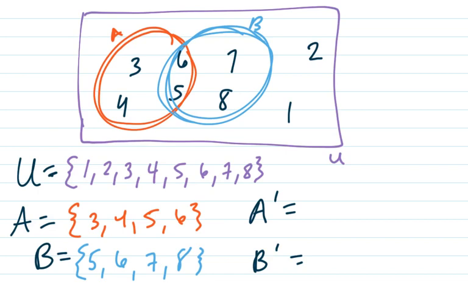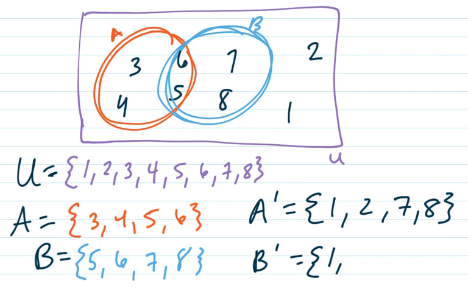The complement of A is everything that's outside of the red circle. So the complement of A is going to be 1, 2, 7, and 8 because it's everything in the purple box except what's in the red circle. And the complement of B is going to be everything that's in the universal purple box except what's in the blue circle. So I have the complement of B being 1, 2, 3, and 4.